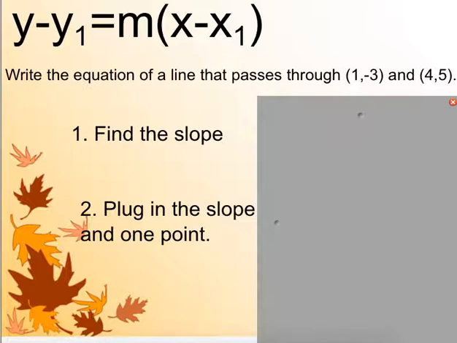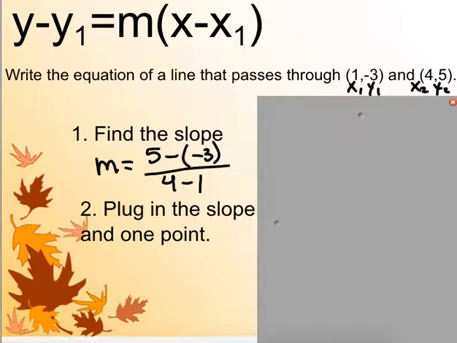We have points (1, -3) and (4, 5). So we're going to find the slope by saying m is equal to, if we have x1 and y1, x2 and y2, y2 minus y1, so 5 minus a negative 3, over x2 minus x1, 4 minus 1, which means, okay, double negatives give me 8 over 3. So our slope is 8 over 3.